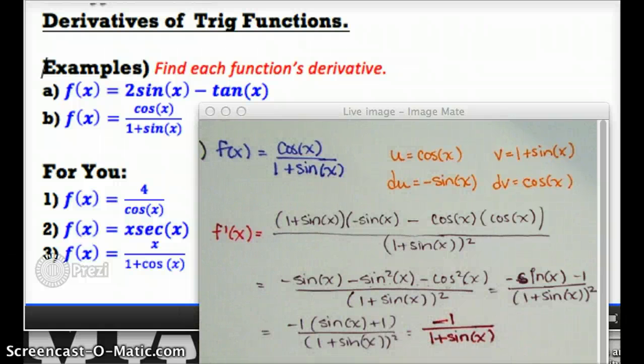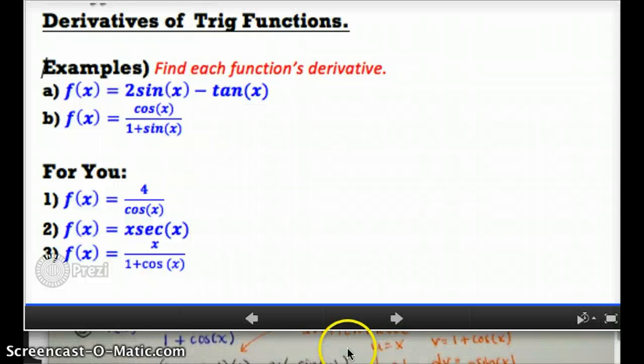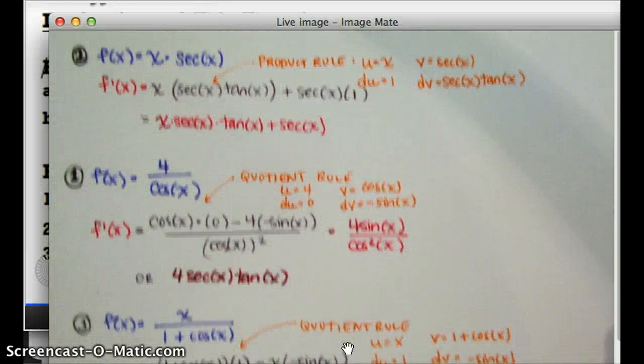Take a look at the 3 for you, and then I'll quickly show you the answers. Here's 1 and 2, and 3.